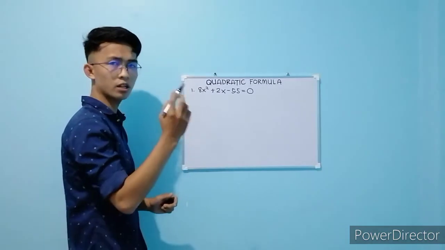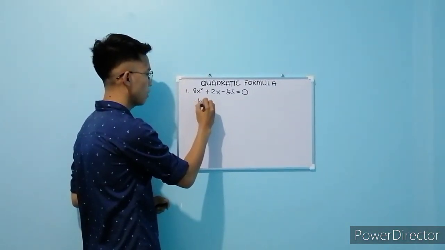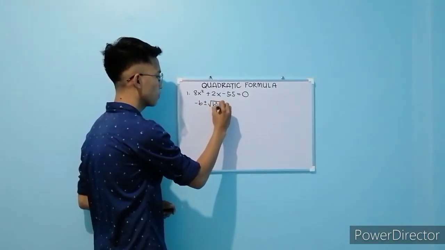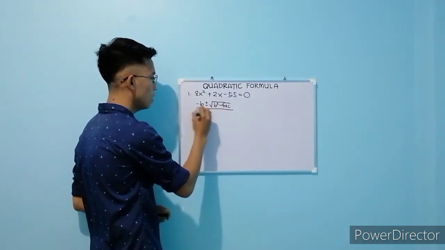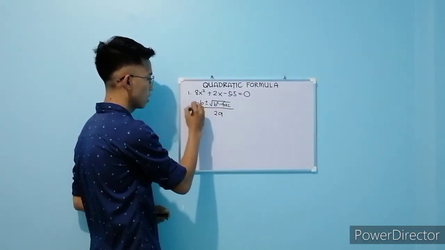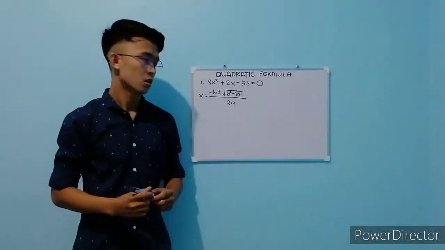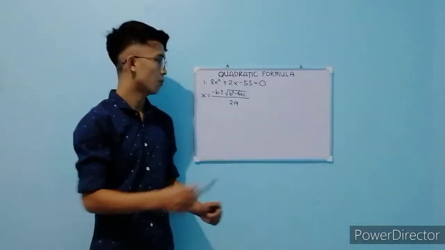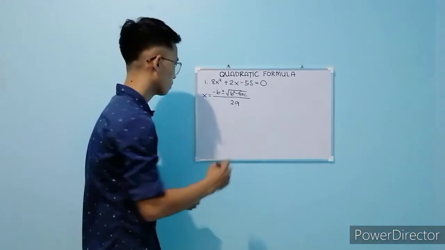So again, what is the quadratic formula? We have negative b plus or minus the square root of b squared minus 4ac, all over 2a. So again, this gives the values of x. Let's now identify first the values of a, b, and c for this given general or quadratic equation.